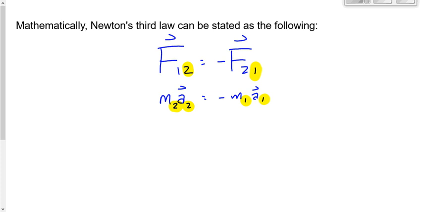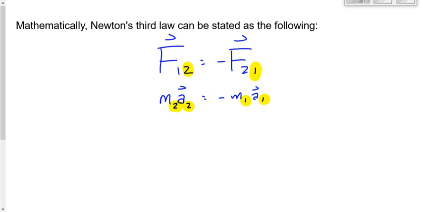You can see here by this equation that if M2 is bigger than M1, then A2 would have to be smaller than A1, which makes some sense, right? If I throw that light ball forward and it accelerates at a high rate, well, if I accelerate backwards, I'm going to accelerate backwards at a low rate. Same force, but different acceleration because my mass is different.